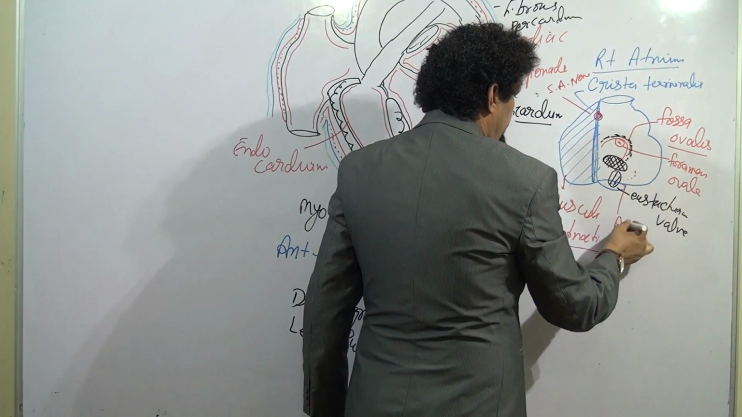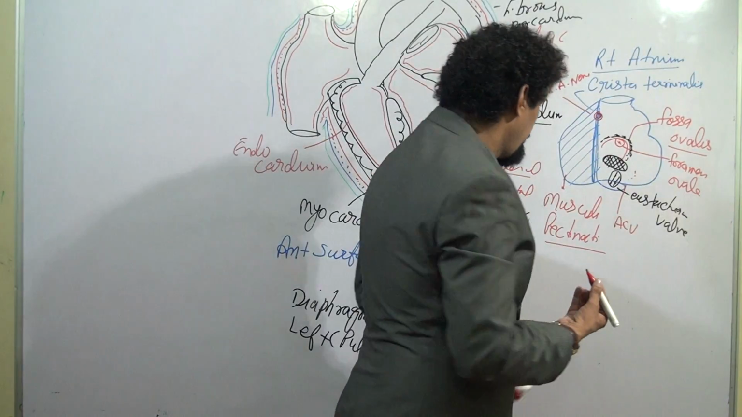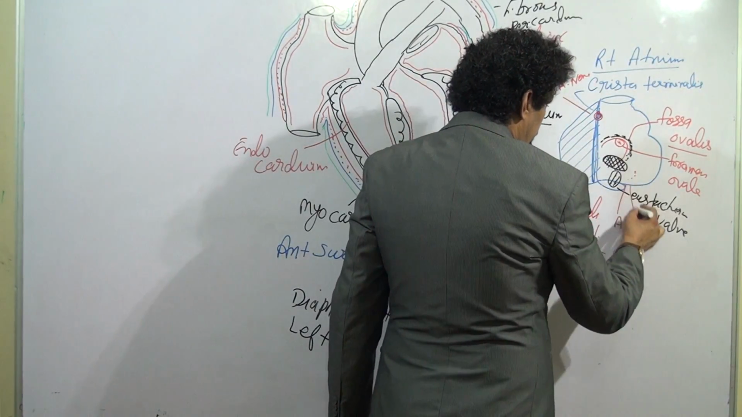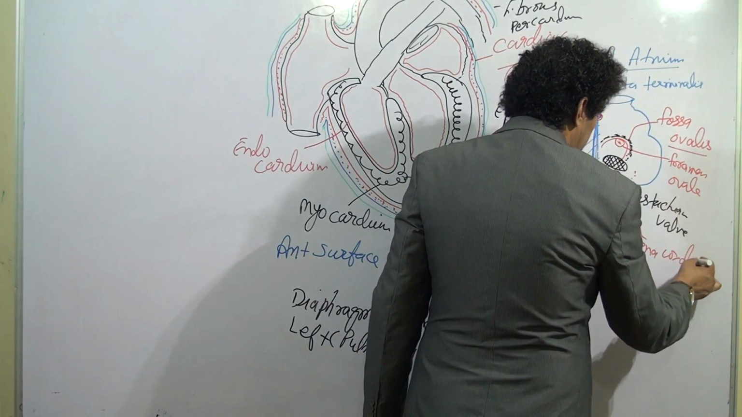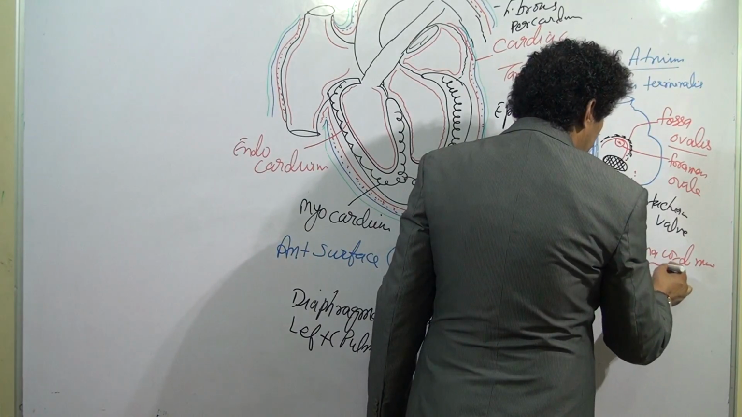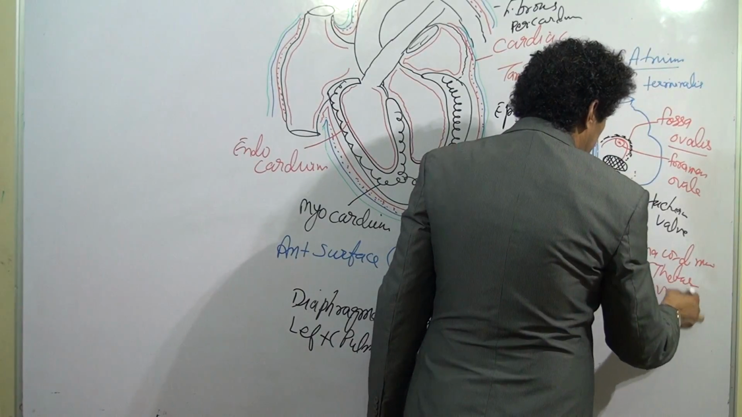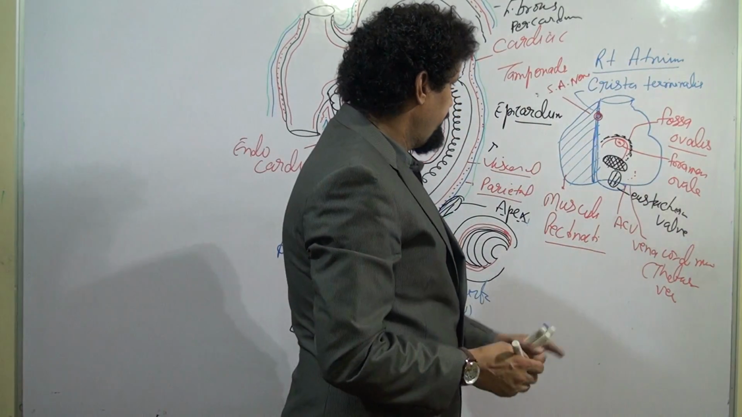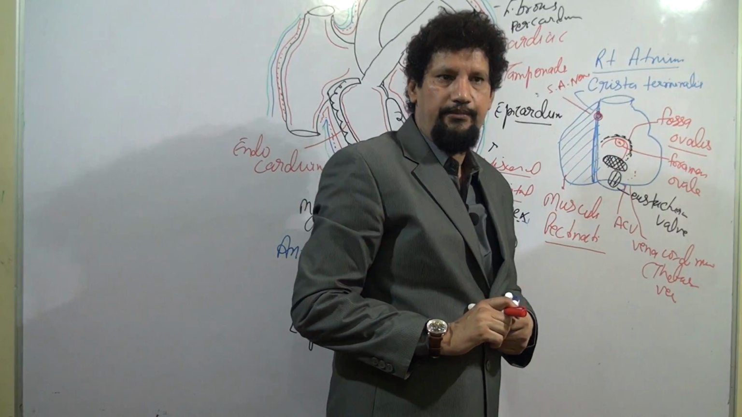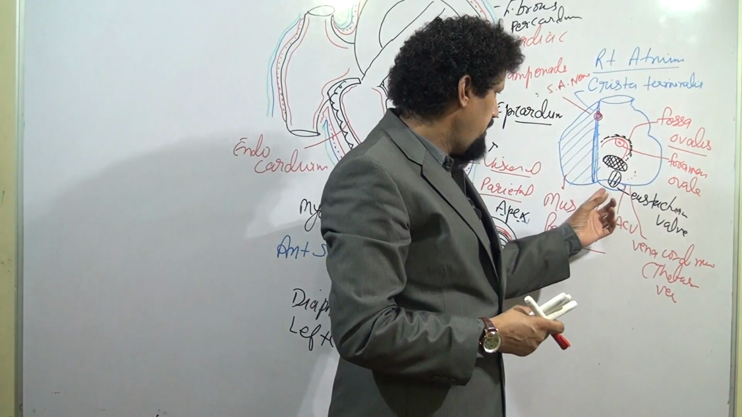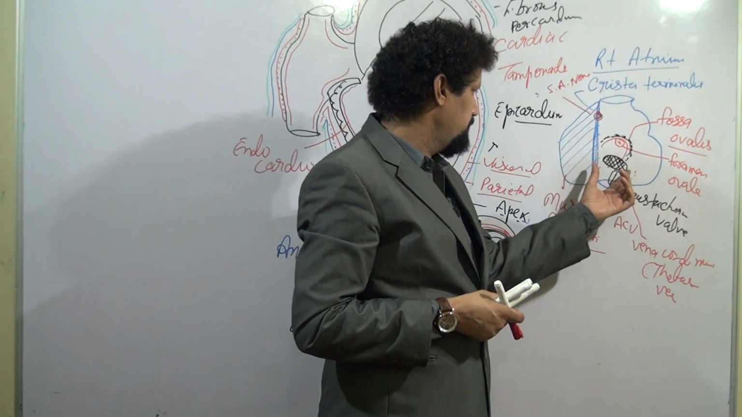ACV, anterior cardiac veins, are venae cordis minimae, or Thebesian veins. The coronary sinus opening is also guarded by a wall known as the Thebesian valve. The Eustachian and Thebesian valves are the remnants of the embryonic venous valves.